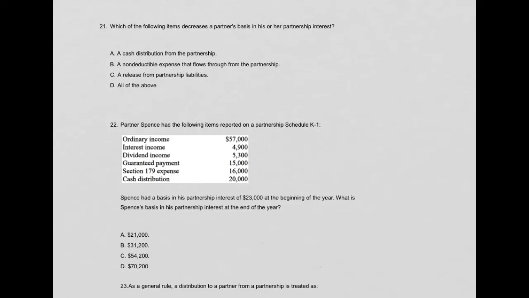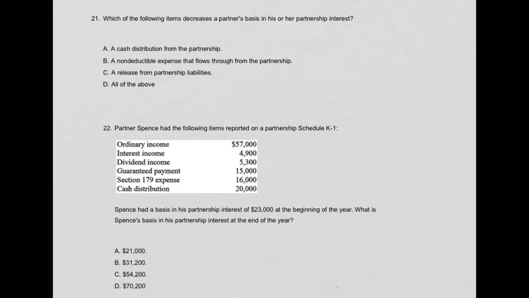Okay, well, this is number 21. Which of the following decreases a partner's basis? This should be a pretty easy question to get because we really went through some drilling of this concept of what reduces a partner's basis. Cash distribution, yes, true. Non-deductible expense that flows through, yes, even though it's non-deductible. Release from partnership liabilities, if we get released from partnership liabilities, it's like taking money out. Yes. Answer D, all of the above.